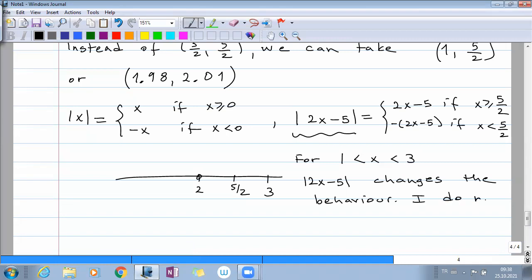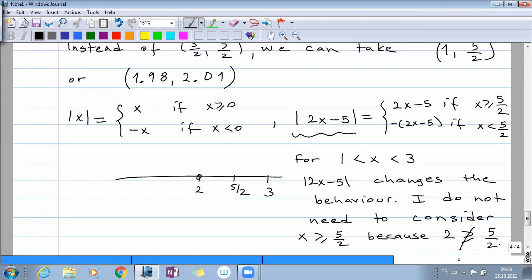I do not need to consider x greater than or equal to 5/2 because I'm looking at the limit at 2. So I need to look at an interval which contains 2. Because 2 is not greater than or equal to 5/2. Oh, okay, now I get it, since we are looking at the limit at 2.